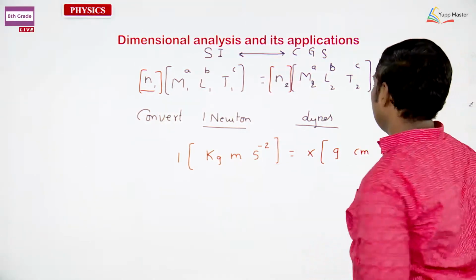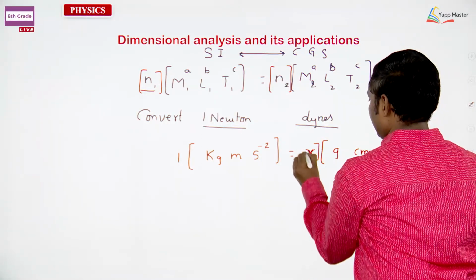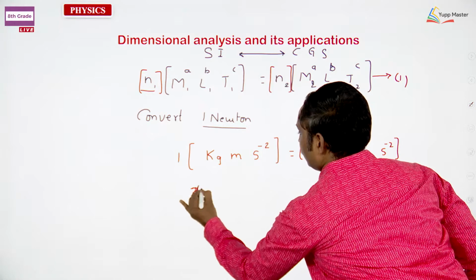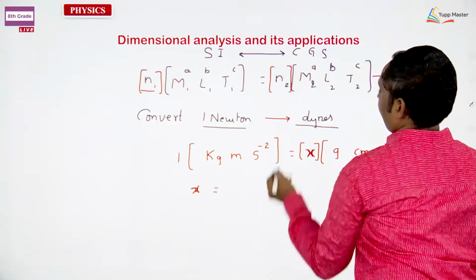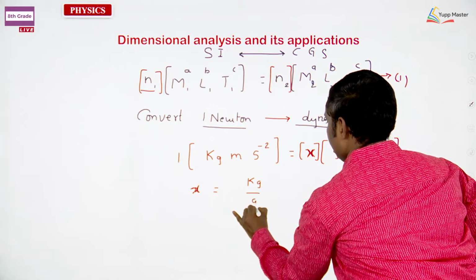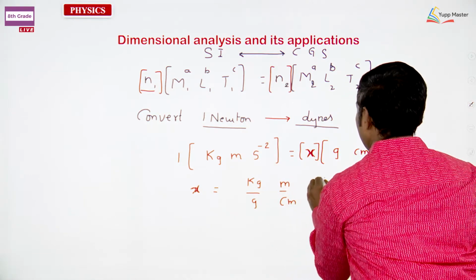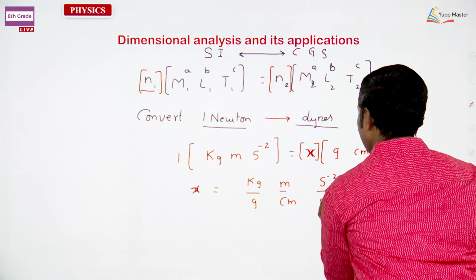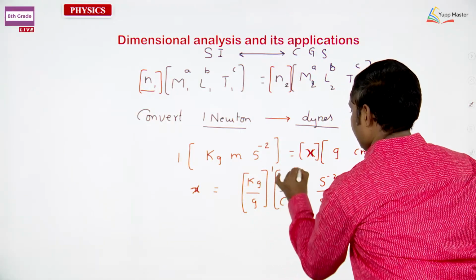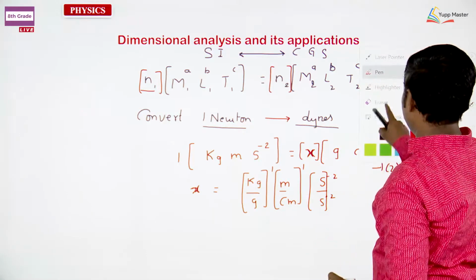We know that very well. So, if you want to find out this x value, you have to find out this x value. So, what can I write? Therefore, x is equal to kg by grams, meter by centimeter, s square by s square. Just we have to take that. This is the case. So, easily you can write down here.